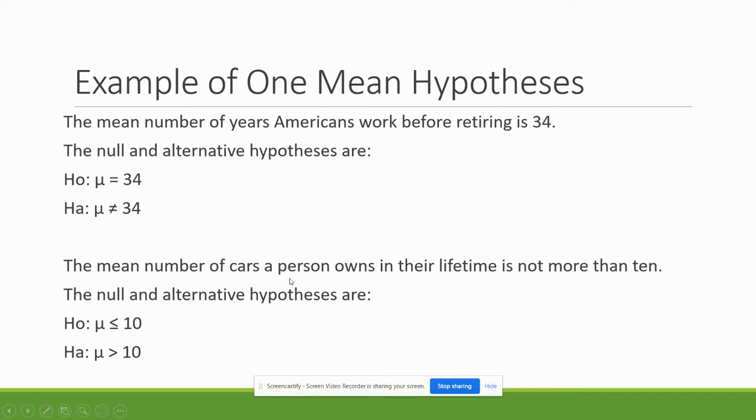The mean number of cars a person owns in their life is no more than 10. So that means most people have 10 and below cars that they own in their lifetime. Because I'm saying no more than 10, I'm doing that equal to 10 and everything below it. So the way I write that is the null is the mean is less than or equal to 10.